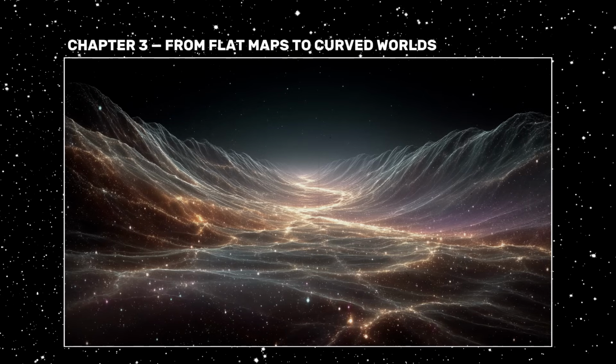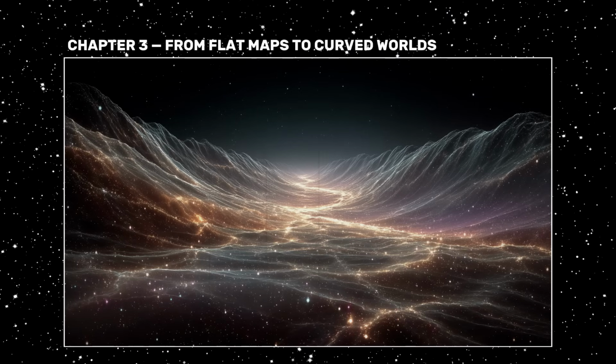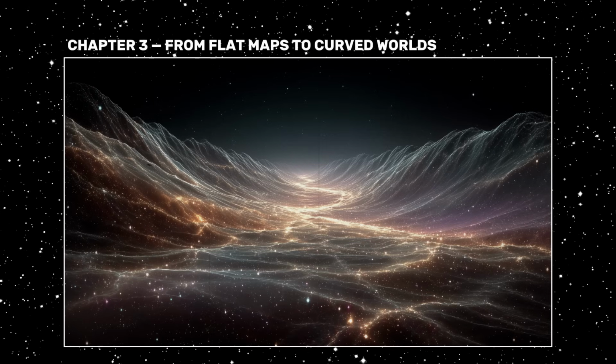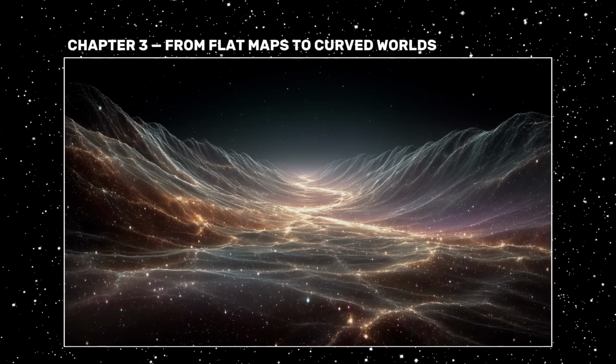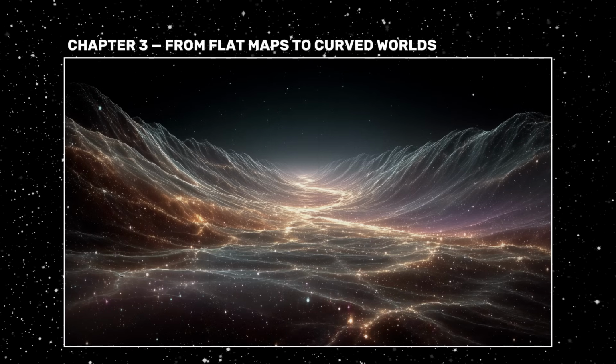In flat maps, geodesics are lines. On a sphere, geodesics are arcs of great circles. In more complex spaces, geodesics may bend and twist in ways that defy our intuition, but they are always determined by the geometry of the space.